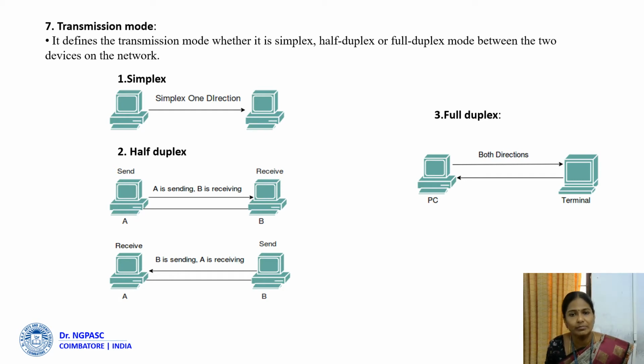The next concept is half duplex. The sender and receiver can transmit the data, but not at the same time. The next concept is full duplex. The sender and the receiver can transmit the data at the same time. This concept is included in the full duplex.